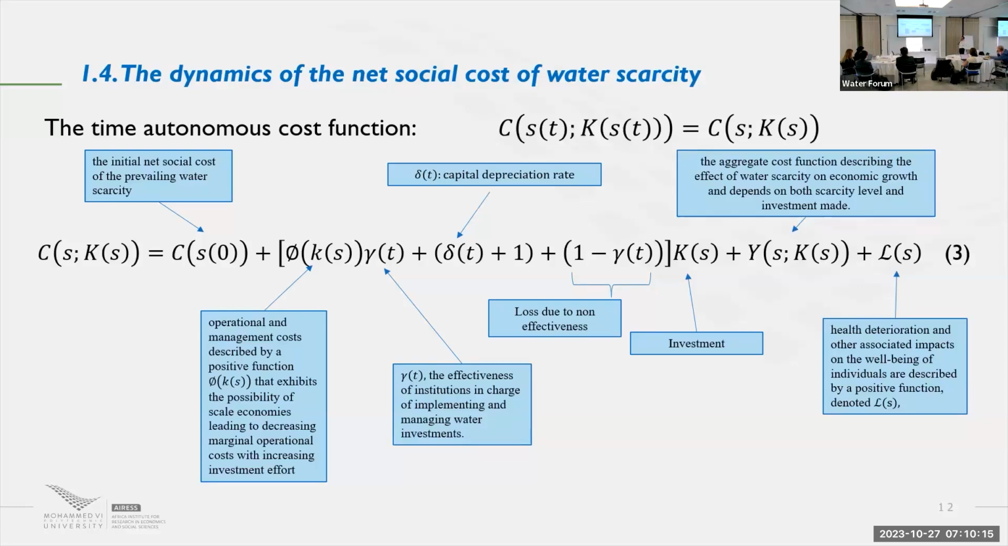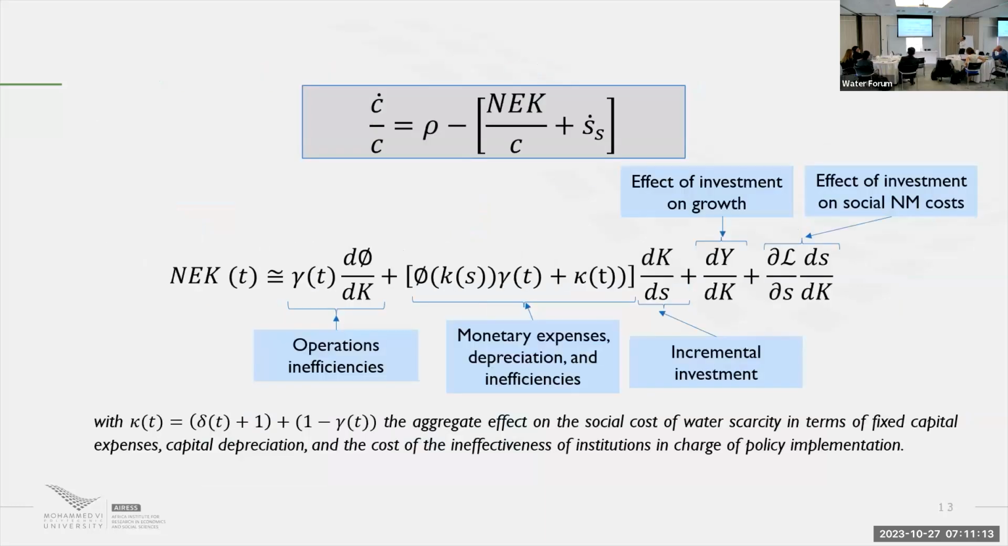I try to specify this social cost function, which includes the initial state of the cost level and other costs, namely the cost of operations and the cost related to the depreciation of this capital or the fixed investment in infrastructure. I also include here the inefficiency of institutions in terms of implementation of investment in water infrastructure, which is described by this parameter that depends on time. And the second part is the aggregate cost function describing the effect of water scarcity on economic growth. And the last one is the health deterioration, or the general impact on the human capital that water stress can cause.